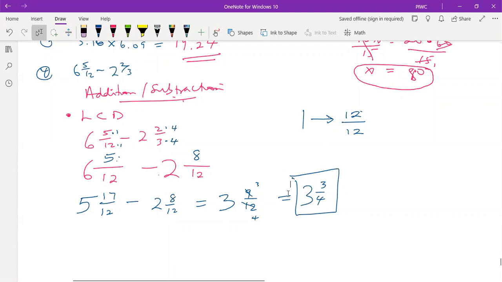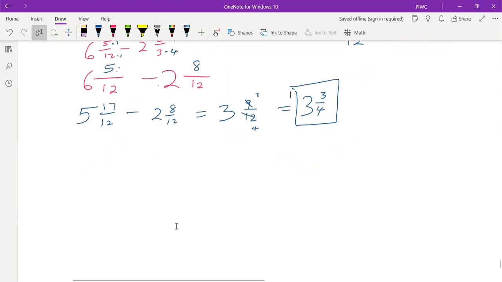Okay. Anybody has an issue with this type of borrowing? Borrow for the whole number. Whatever you borrow is always in terms of the denominator. Say that again. Can you make another example for that? Okay, I'll make another one.